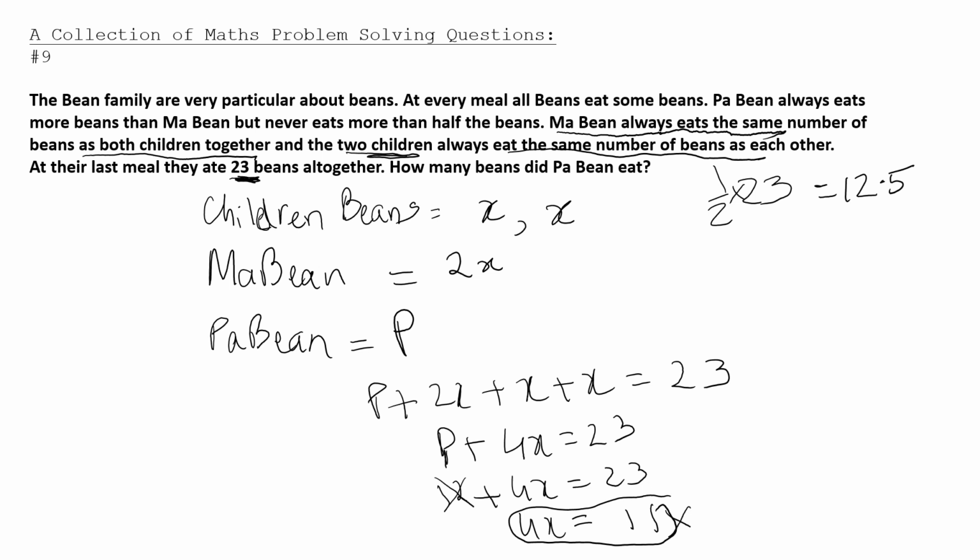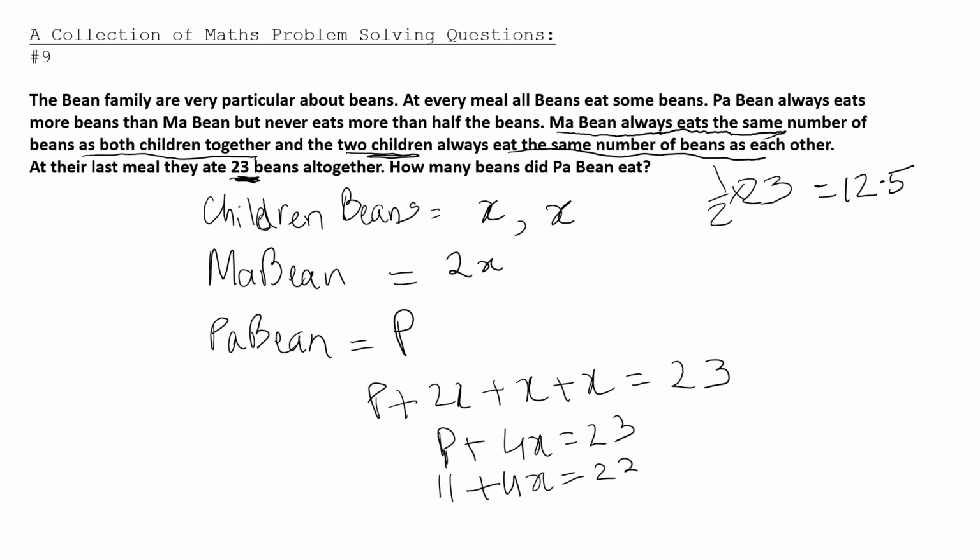So let us try with P equals 11. If I put P as 11, plus 4x equals 23, then I get 4x equals 12, so x equals 3. We don't need to work out what the children eat, but this proves that the answer is 11. I needed to do that to check the answer.